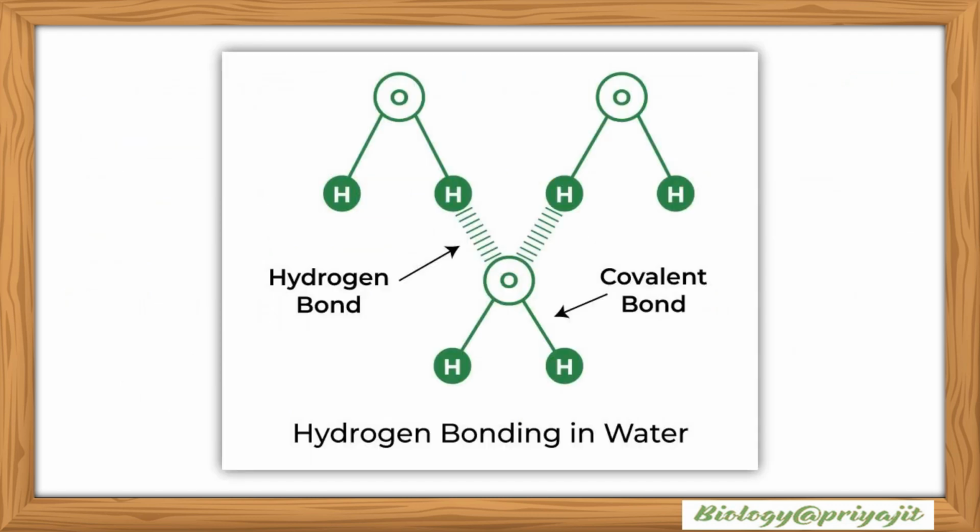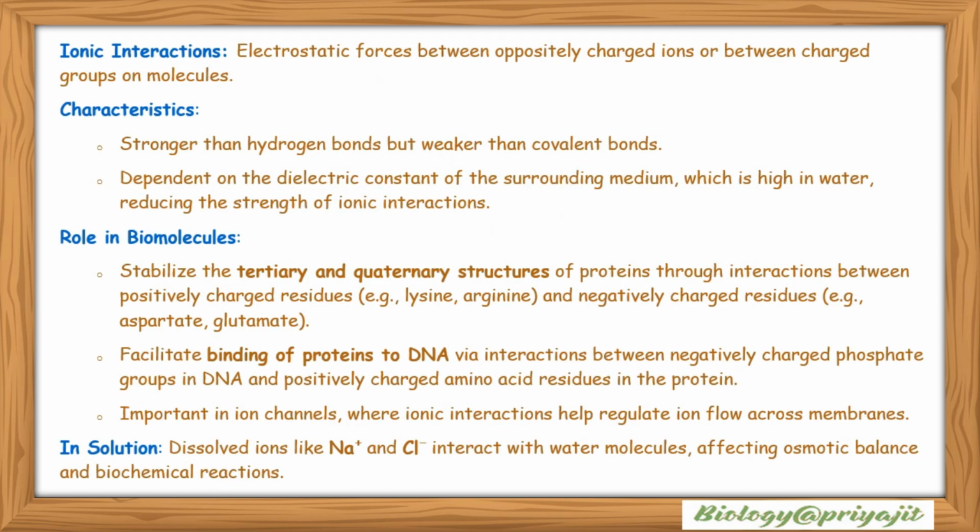In water, hydrogen bonds are responsible for its high boiling point, cohesive properties and solvent capabilities for polar and charged molecules. Ionic interactions are basically electrostatic forces between oppositely charged ions or charged groups on molecules, stronger than hydrogen bonds, but they are weaker than covalent bonds. Their strength depends on the dielectric constant of the surrounding medium, which is high in water, reducing their effectiveness.